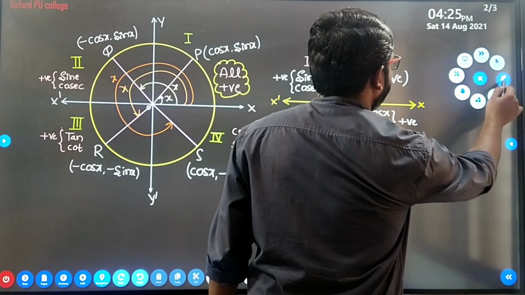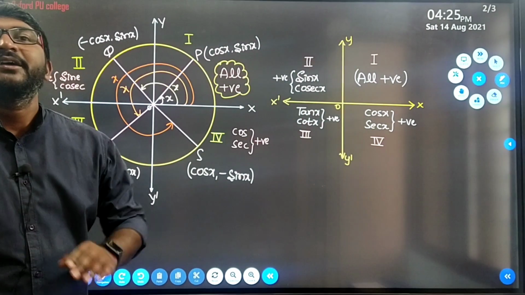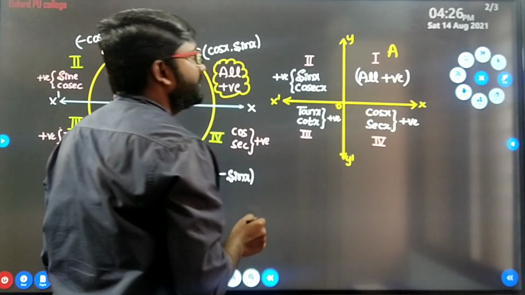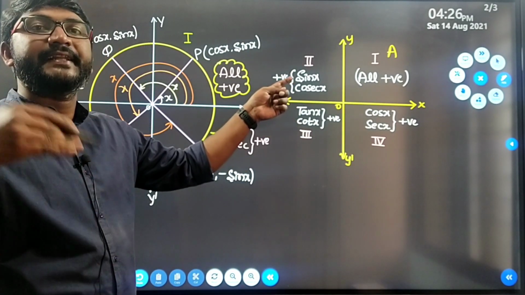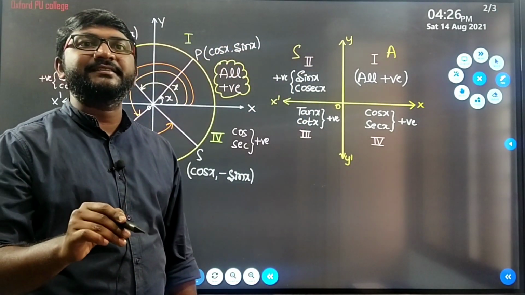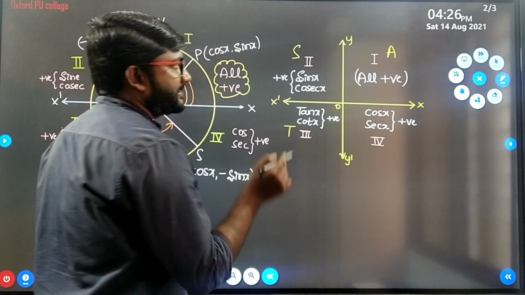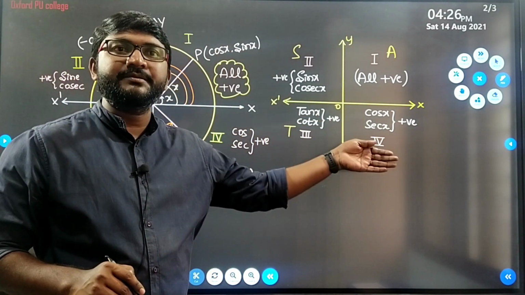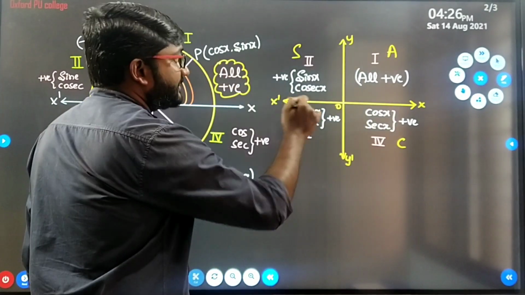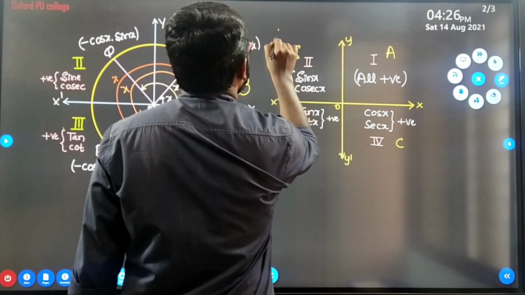So in short we can write this as: in the first quadrant all the trigonometric ratios are positive, so I'll be using capital A, all positive. In the second quadrant, sine and its reciprocal, I'll be using only capital S. Then in the third quadrant, tan x and its reciprocal, so I'll be taking only capital T. So AST. Then in the fourth quadrant, cos x is positive and its reciprocal, secant x, so I'll be taking only capital C. So this is nothing but the ASTC rule. ASTC.